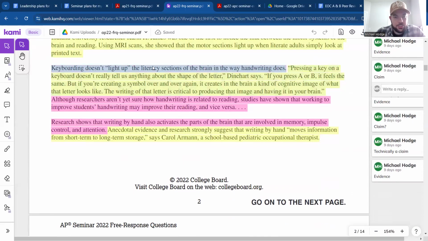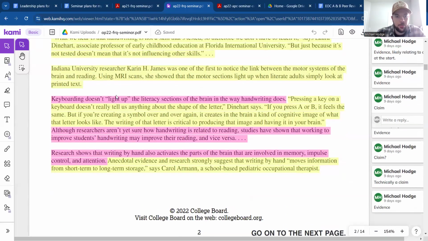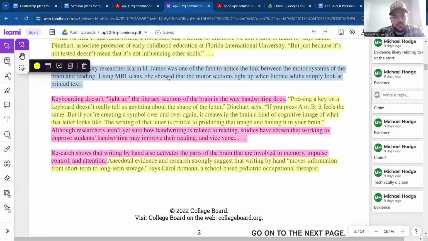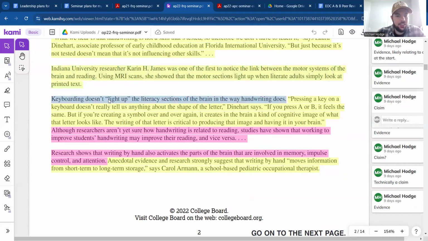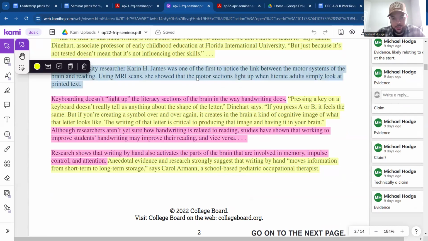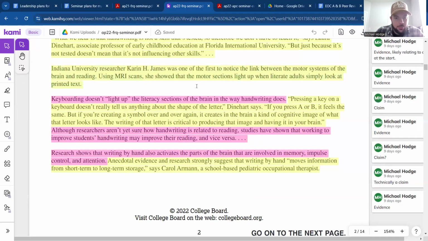And then we get down here. Keyboarding doesn't light up literacy sections of the brain in the way handwriting does. This is why I said more on that later when I came up here. Because using MRI scans, she showed that the motor sections light up when literate adults simply look at printed text. So that and that are kind of the same thing, which is why I almost second guessed highlighting this particular sentence as evidence. But I'm going to keep it this way because it's just reemphasizing anyways. And this is honestly attached to Karen James. So this is a claim right here because it is arguable, debatable, because it had to be supported with evidence in the first place. So claim.